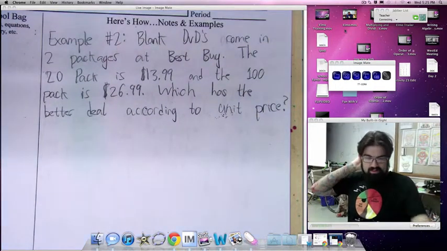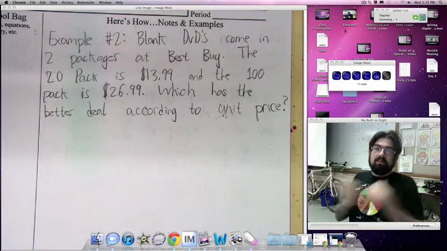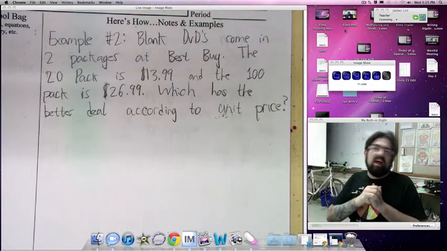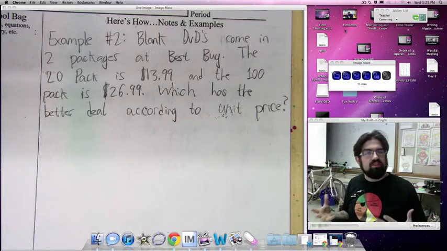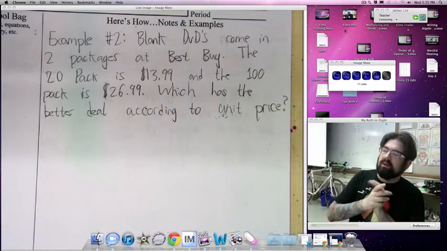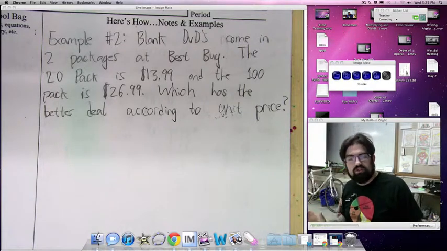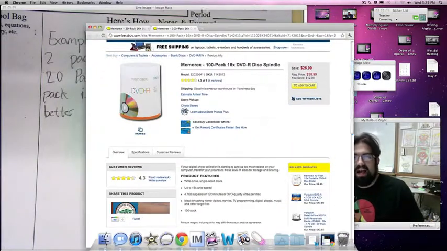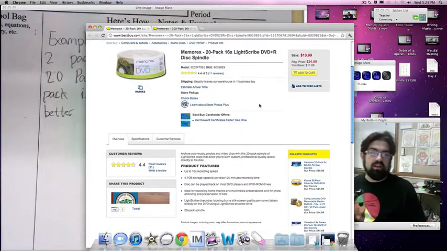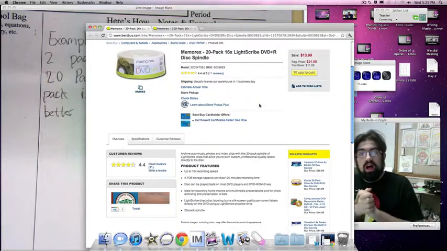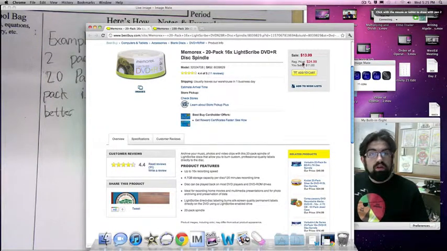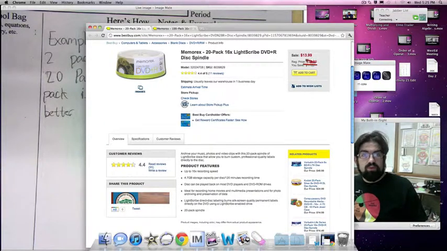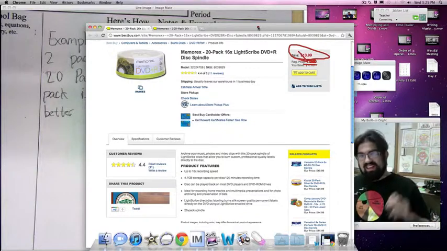And example number 2. Blank DVDs come in 2 packages at Best Buy. I'm buying DVDs because I'm burning DVDs for people, and I'm like, okay, there are 2 packages. There's a 20 pack, and here it is. The 20 pack is normally $24, but it's not $24 today. Today it is $13.99.